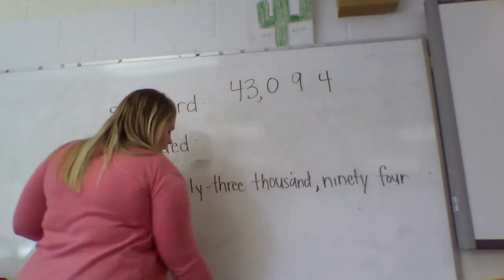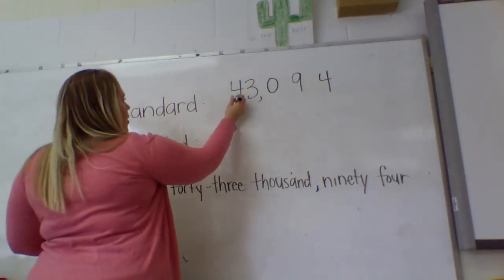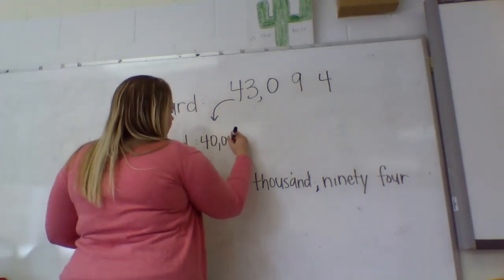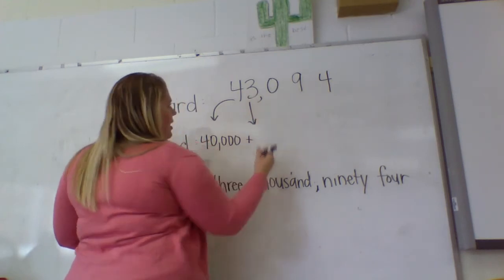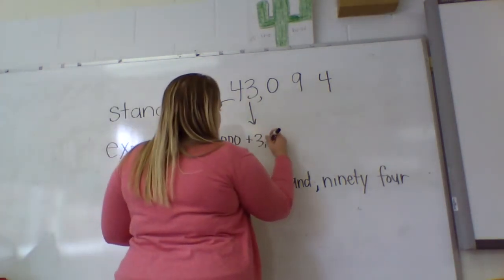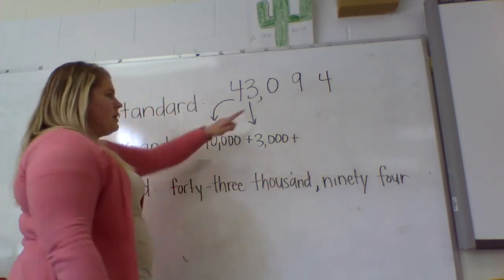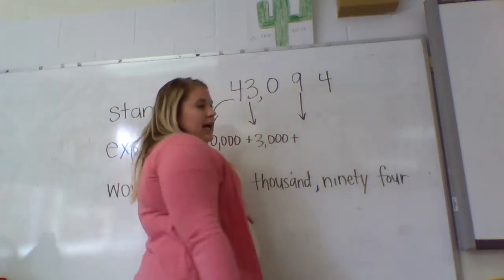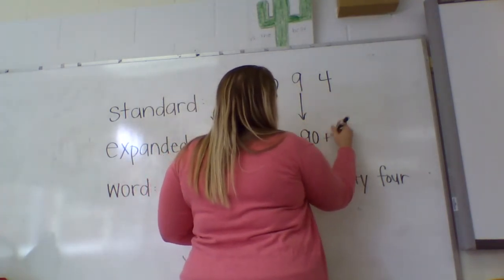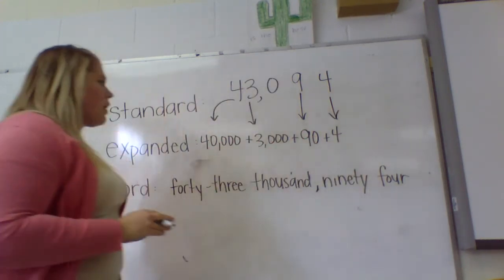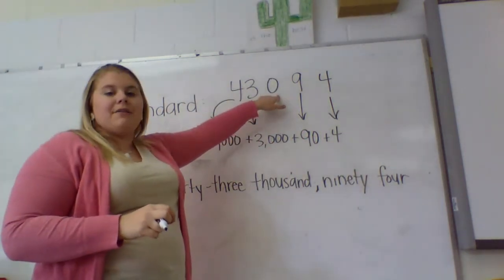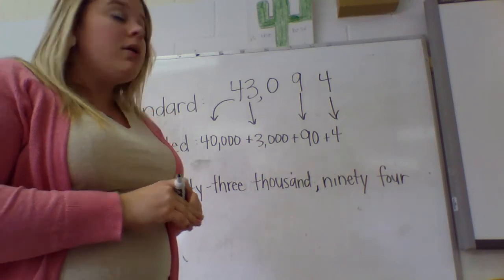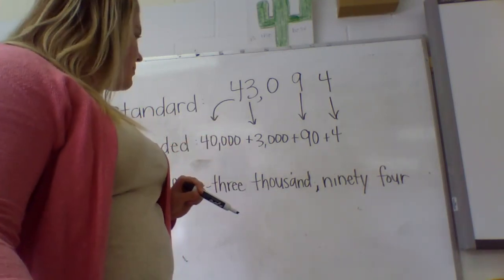Now I have 43,094. So when I break that into expanded form, I always start with my largest one first. 4 in the 10,000s place is 40,000 plus 3 groups of 1,000 or 3,000 plus, I don't have to put anything here because 0 is worth 0. 9 groups of 10 is worth 90 and 4 ones are just worth 4. So sometimes you will have nothing in a place value, but you can't just get rid of it. It has to be a 0, otherwise it will not represent the exact same number that you're looking for.